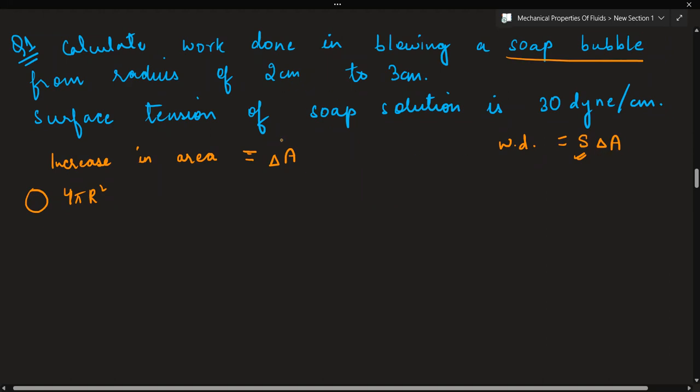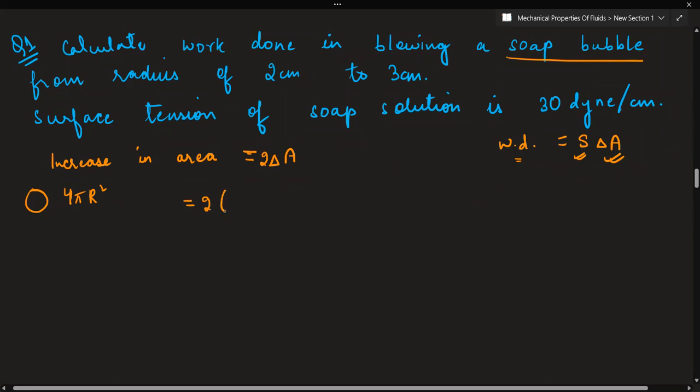Since the radius is provided to us, we can easily find the surface area as well, the increase in area. So if we get the area, we have the surface tension. We can simply multiply these two and get the work done. How will we be calculating the change in area? Since it is a soap film, it will have two surfaces. So let us double it, twice the change in area.